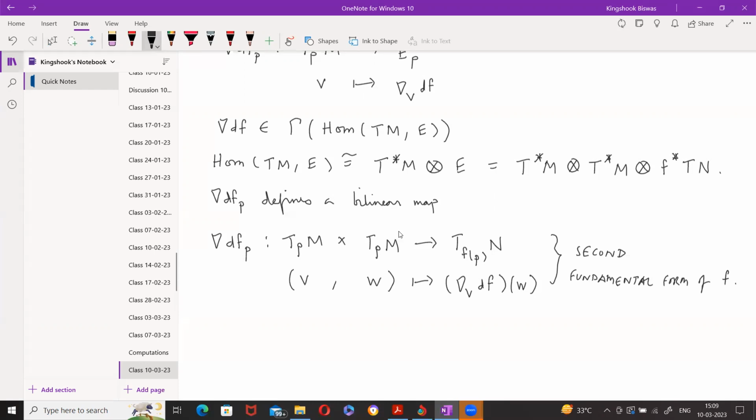Okay. So now I want to do a few calculations which will be useful for us. So suppose E, F are vector bundles over M with given connections.